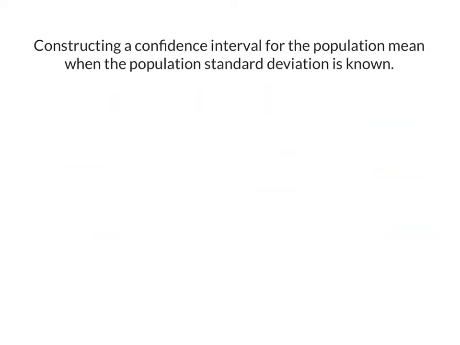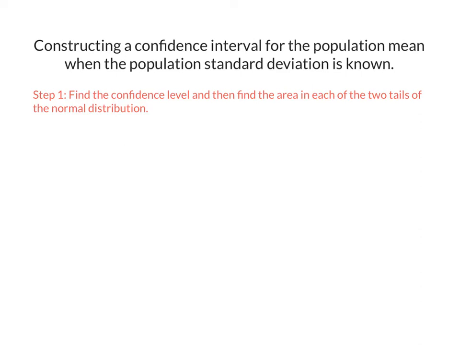The first type of confidence interval that we can construct is a confidence interval for the population mean when the population standard deviation is known. Now, most times if we don't know the population mean, we are not going to know the population standard deviation. But there may be a few cases where this happens, so let's look at this one first because it is actually the easiest one to find. So step 1 says, find the confidence level and then find the area in each of the 2 tails of the normal distribution.